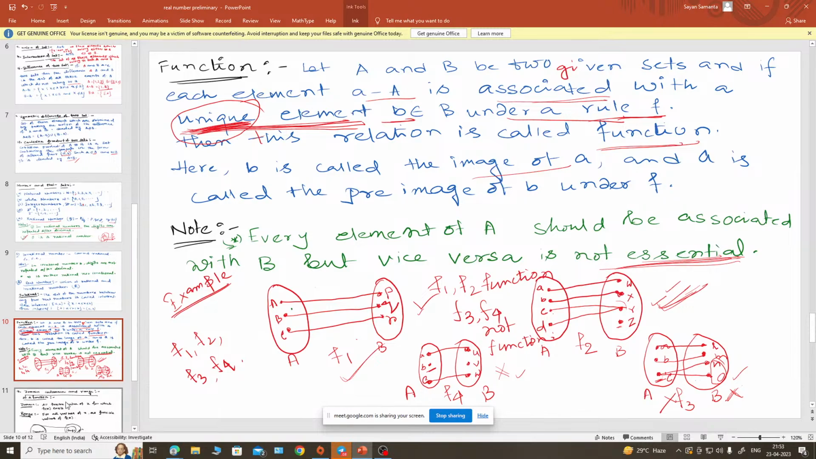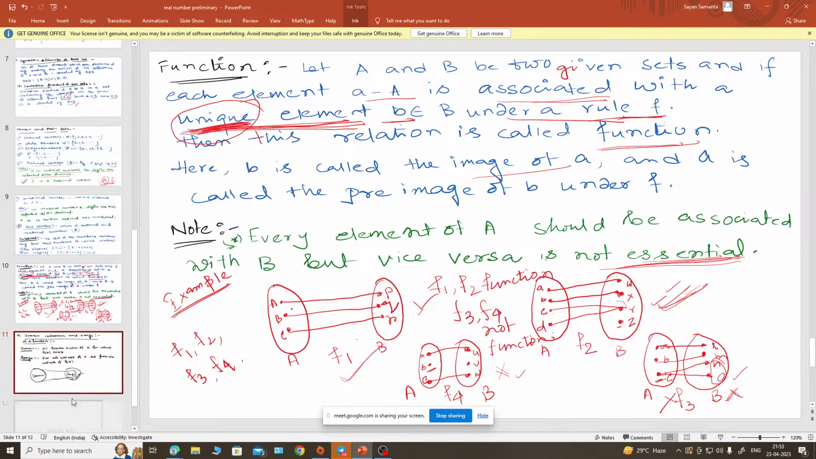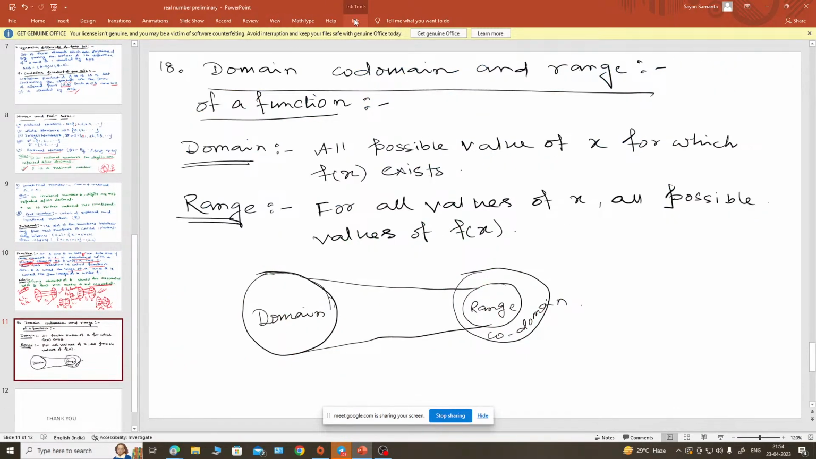Okay. Our last page discussion: what is domain and codomain set? So domain, codomain and range of a function. This is the most important part. This is the basic structure of real analysis. So what is domain and codomain?